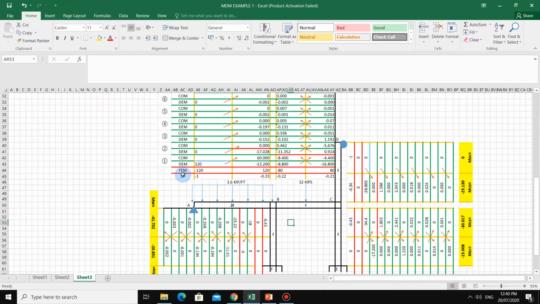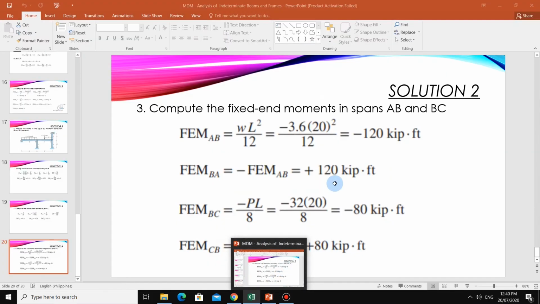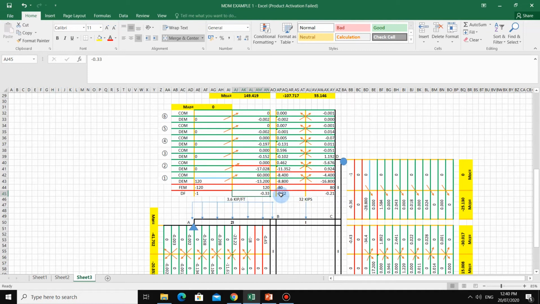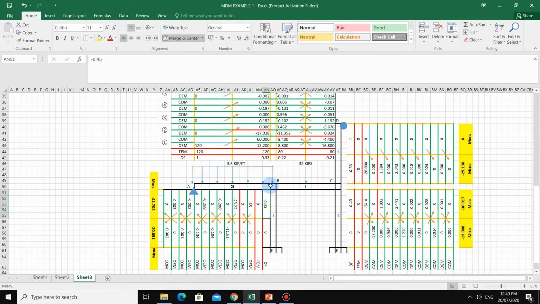So first, we will put the distribution factor here. This is a distribution factor for A. Okay, so this is for A, negative 1. Then this is for BA, negative 0.33. So these are the results from the solutions PowerPoint, guys, earlier. Then this is for BC. Okay, so this is for BC. Then for BF, so you have this here, negative 0.45. Okay, that is at joint B.